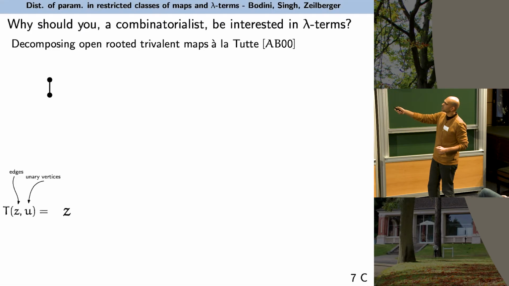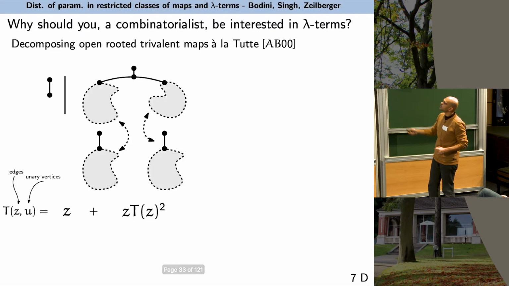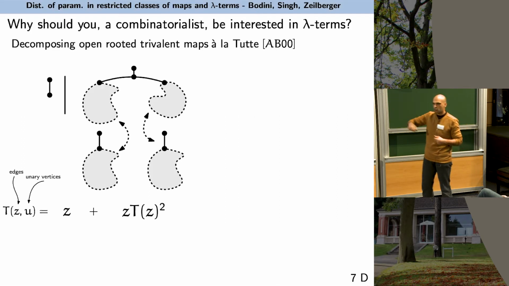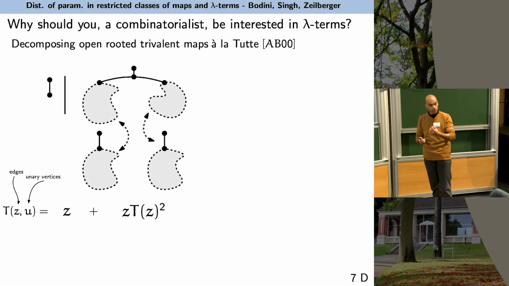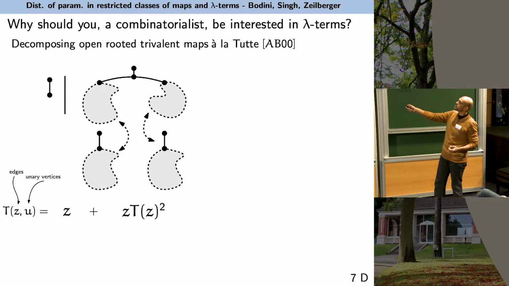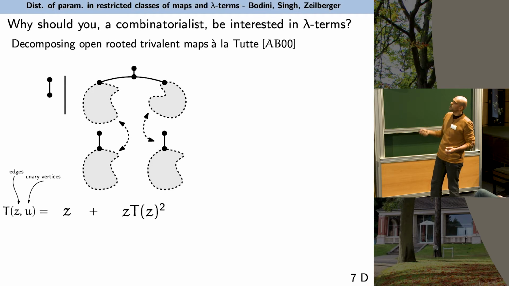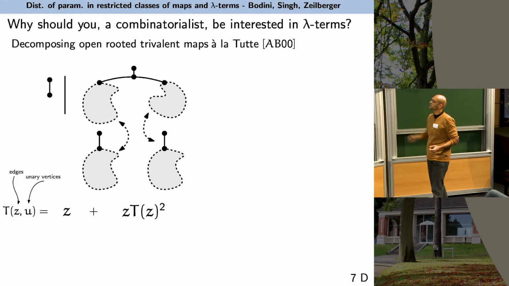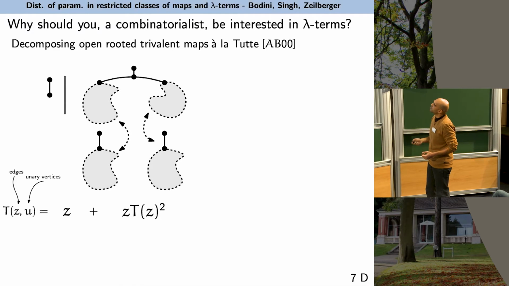And so such a map is either the base case, which is just an edge, or we can start decomposing this map by looking at what happens around the root. So we will try first of all to delete the root and delete its immediate neighbor. And this will either disconnect the map, so it will result in two disconnected components. So here we have a term of the form z t(z,u) squared, if t(z,u) is the generating function enumerating this kind of family of objects.